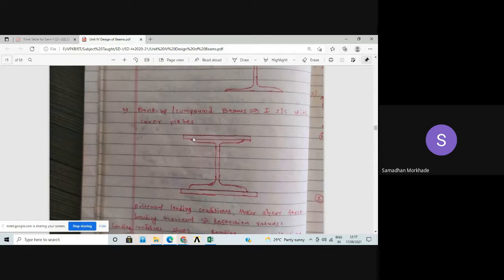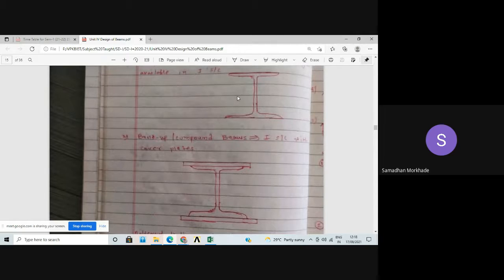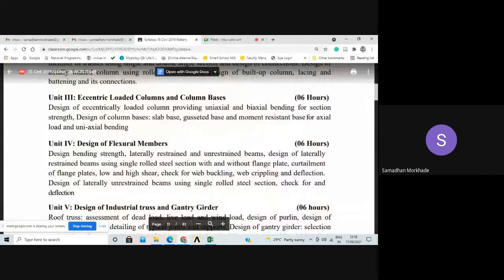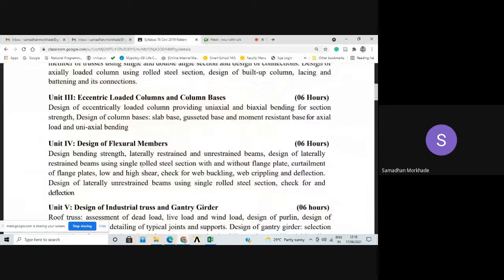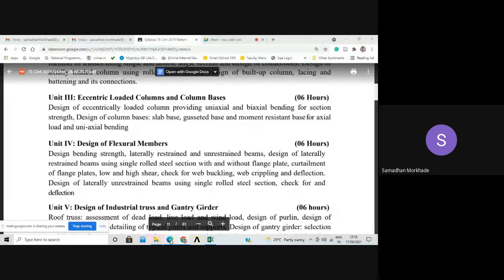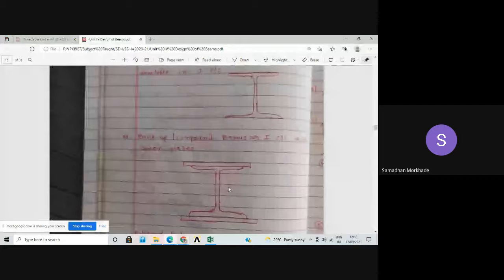This is our I section, and it has been strengthened by using flange plates or cover plates. These additional plates provided at the top and bottom are called cover plates or flange plates. So in our syllabus the design is like this: with and without flange plates, they have said. Using single rolled steel section with and without flange plates. So this section is without flange plates, and this is with flange plates.